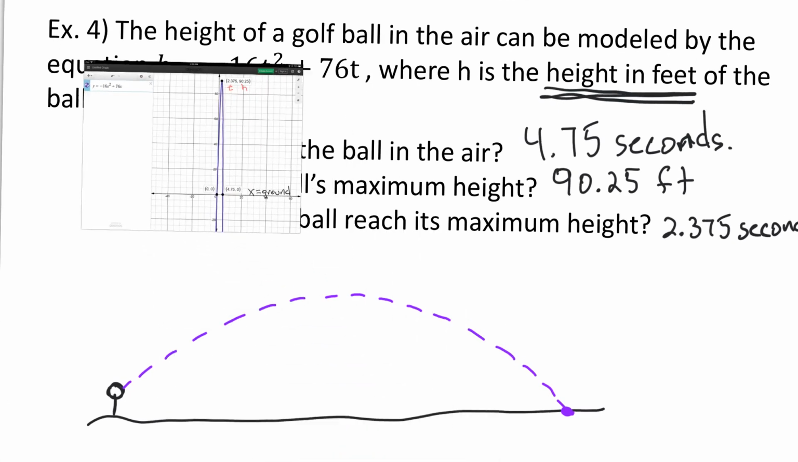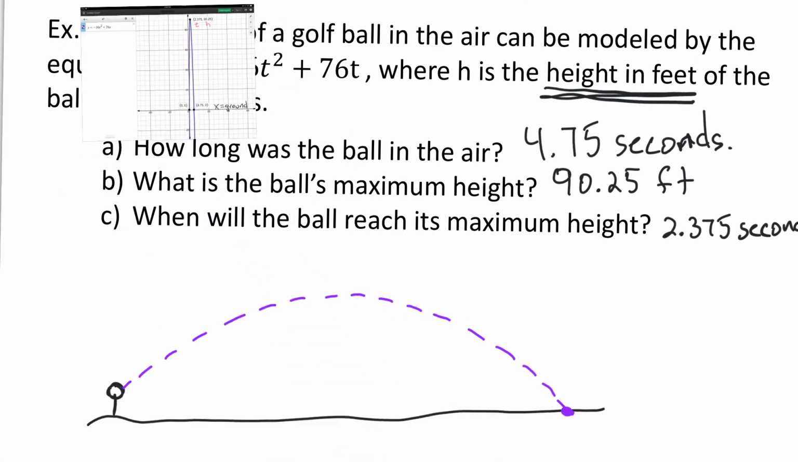Let's go ahead and look at the drawing again so you guys can make more sense of the problem, because with the parabola using decimals is a little bit weird. So here's the ball, golf ball. It hit right here, and right there is the maximum height. So that's where you guys have the points at 2.375 and 90.25 feet. So that's your point.